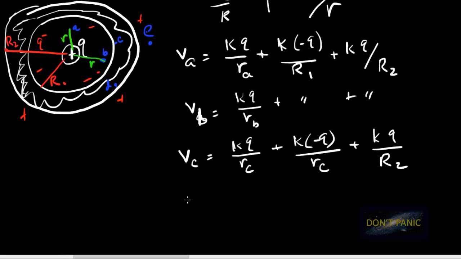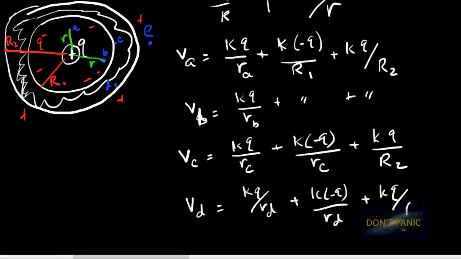Okay, what about the potential at D? So it's going to be the contribution of the point charge, kq over RD, plus k times negative q over RD, because again you're outside, plus kq over capital R2 because you're still inside the outer shell. Okay, what about potential at E?